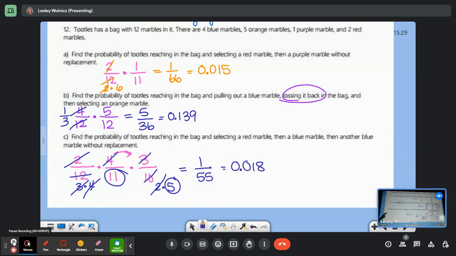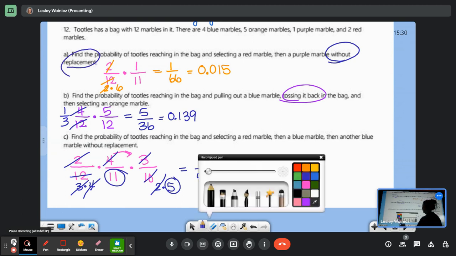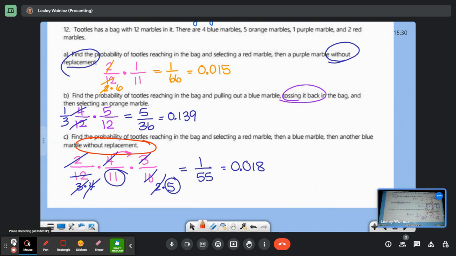Okay, so this one was without replacement, and this one was also without replacement. So when did we have to change the denominators? Right, when we didn't put the marbles back, because we're not picking out of the same number of marbles. If we're putting the marble back, then we just leave the denominator because we're always picking out of the same number of marbles.